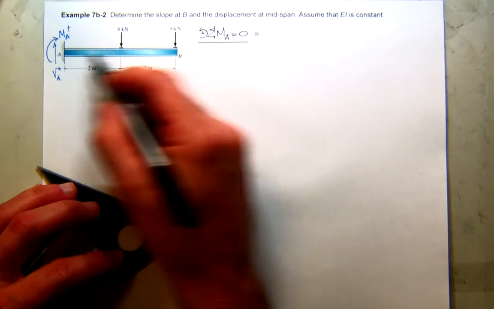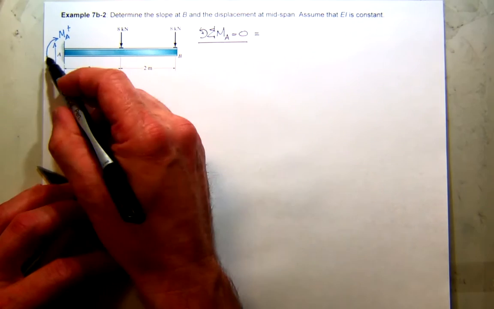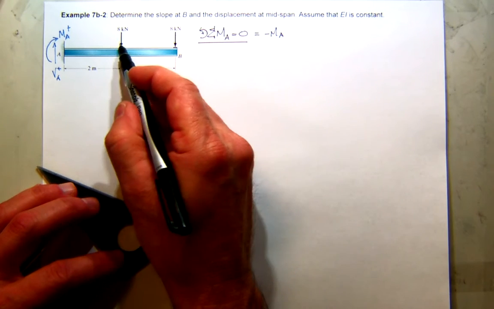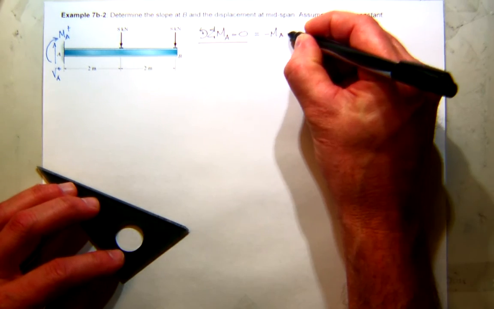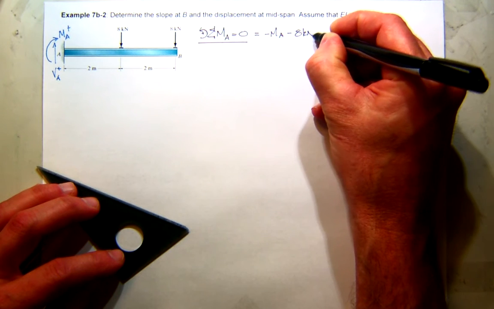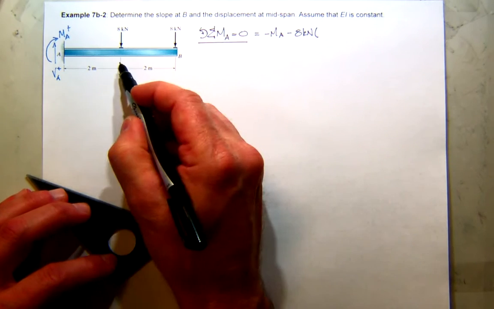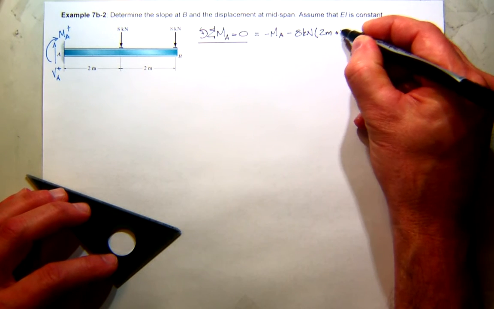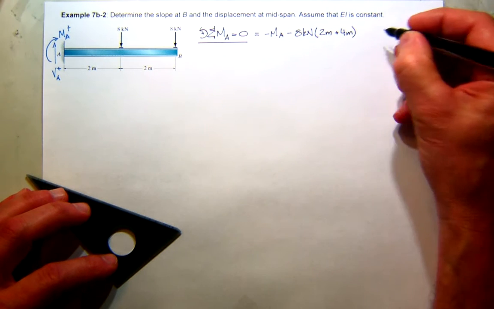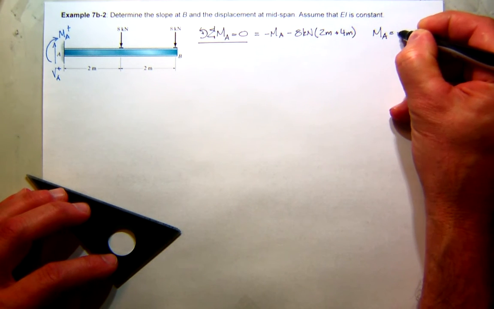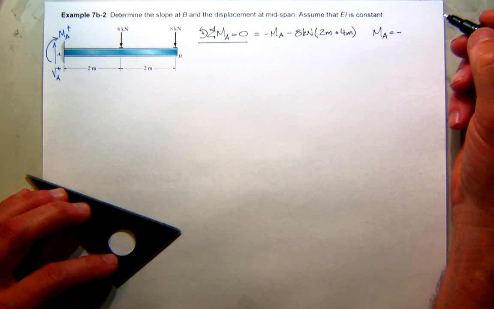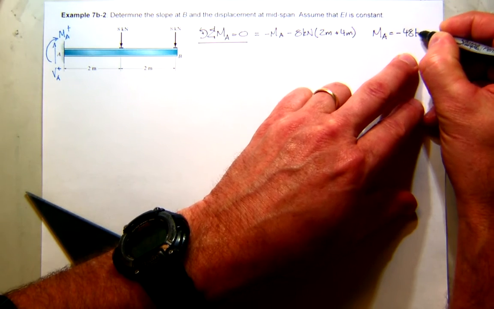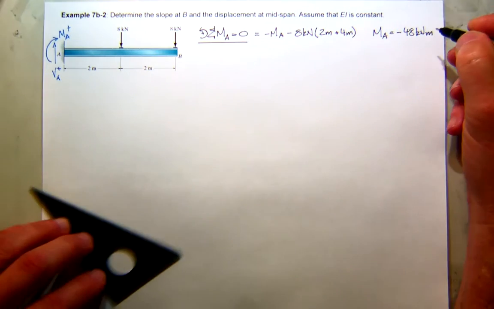So summing moments about A using right-hand rule as my positive sign convention. The moment at A is negative. And both these 8 kilonewton forces are also going to create negative moment. So it'll be the force times the distance. The first distance is 2 meters. And the second one has a distance of 4 meters. So I can solve for my moment at A. It looks like it's what? 48? That'll be 48 kilonewton meters.